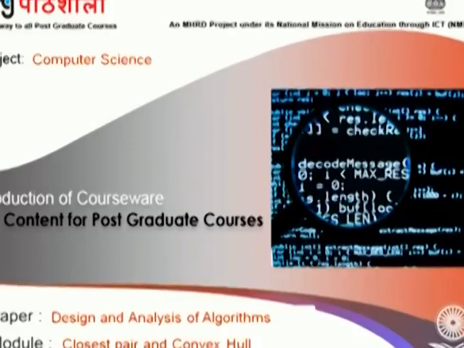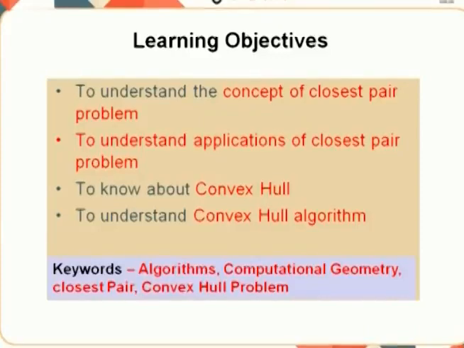In this module we are going to concentrate on two important problems. One is the closest pair problem and another is the convex hull. The objectives of this module are to understand the concept of the closest pair problem, to discuss the convex hull problem and the applications of the closest pair and convex hull algorithms, and also to discuss how to generate the convex hull for a given set of points.